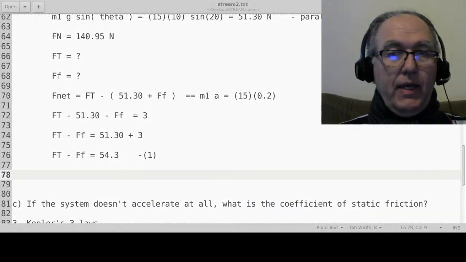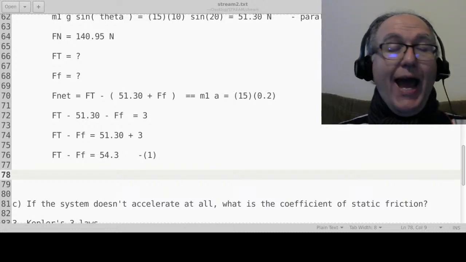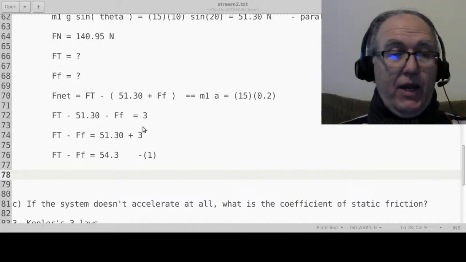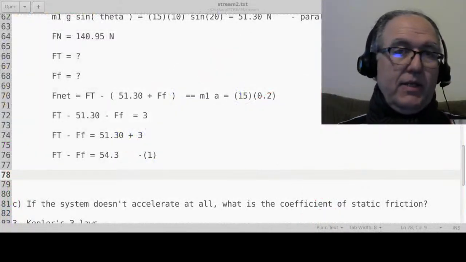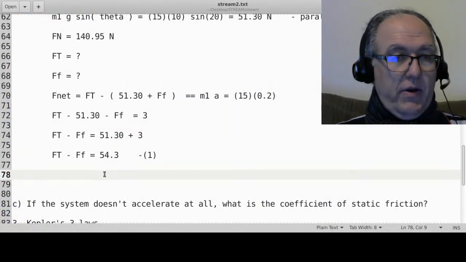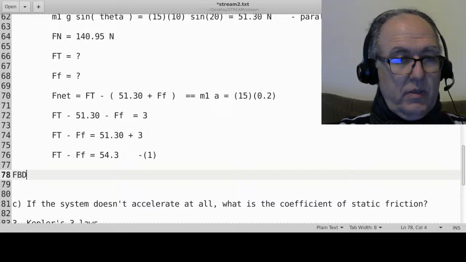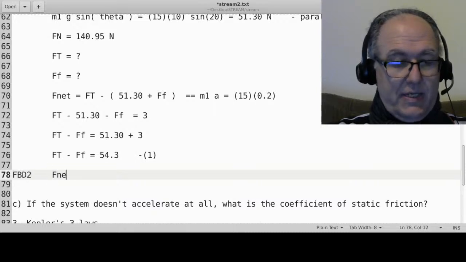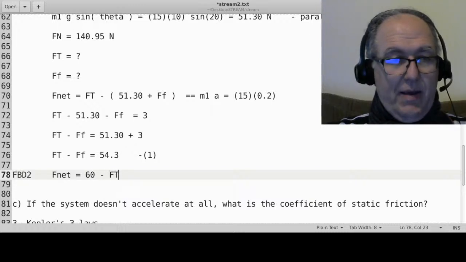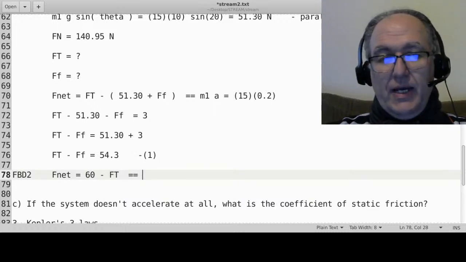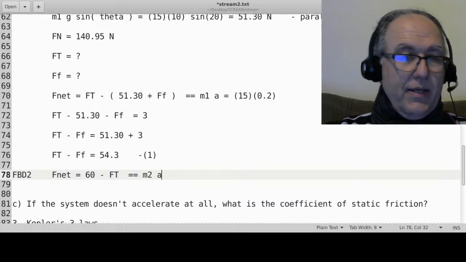Okay, so let's continue here. Now let's take a look at the free body diagram for M2. We're still in the situation where A is down, so we still have 60 minus Ft. This is free body diagram 2. F net equals the 60 down minus the Ft up, and that's got to equal, by Newton's second law, m2a.